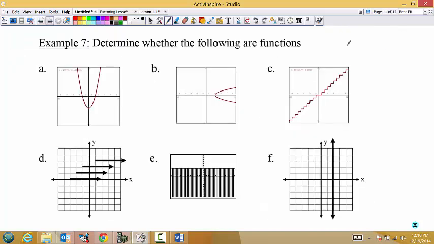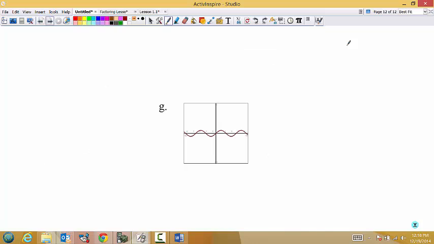This is, again, determine whether the following are functions. So does it pass the vertical line test? That one does. This one does not. This one does not. This one does not. It hits in more than one place at the same time. That one, anytime it's shaded, it's a no. And this one's a no. We've already talked about that. And the last one is a yes. And that concludes 1.1. We are done.